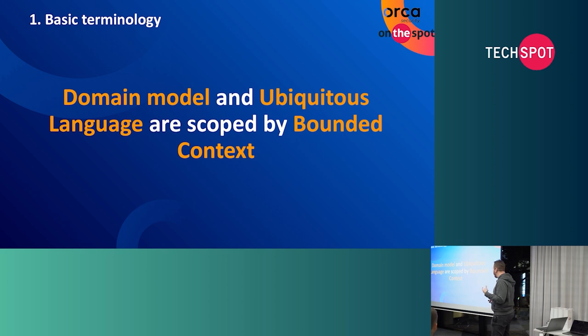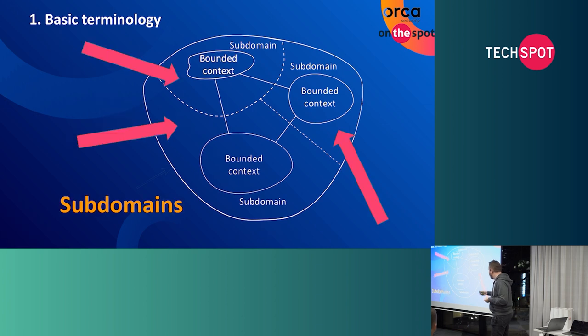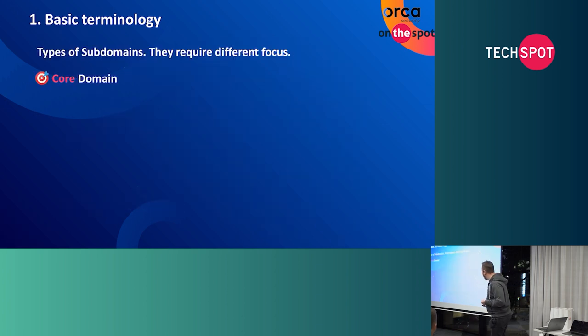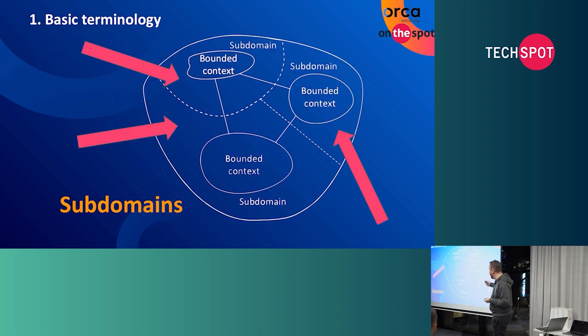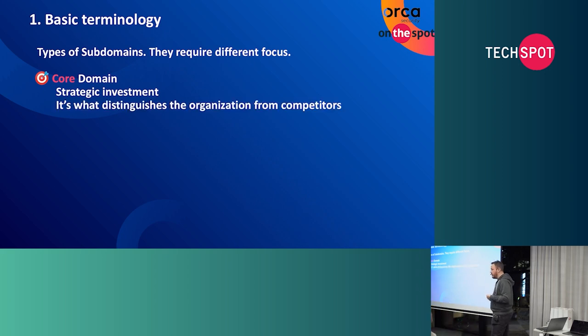So the domain model and ubiquitous language are scoped by bounded context. That means these are four different models. They have different requirements, different business logic, methods, attributes, and so on. So yeah, basically terminology, this is our whole piece of domain, for example. Here are subdomains within these boundaries, and how domains and subdomains differ. What is important here? Domains are classified in DDD methodology. We have one type that we call the core domain. It's a strategic investment. It's the core for your company. It's the value that distinguishes your organization from others.